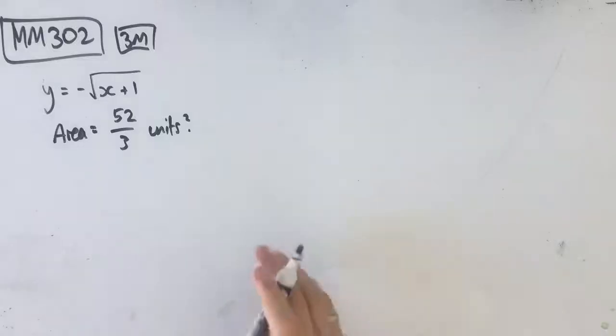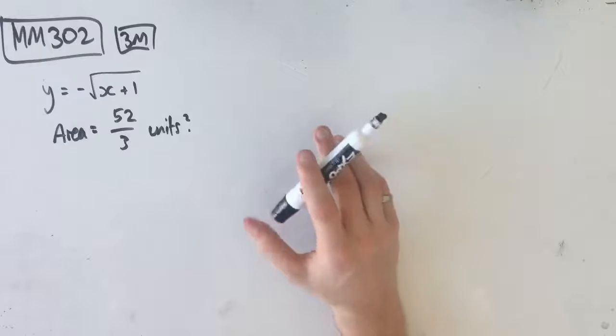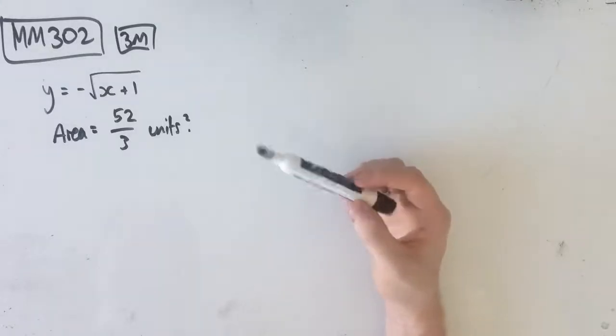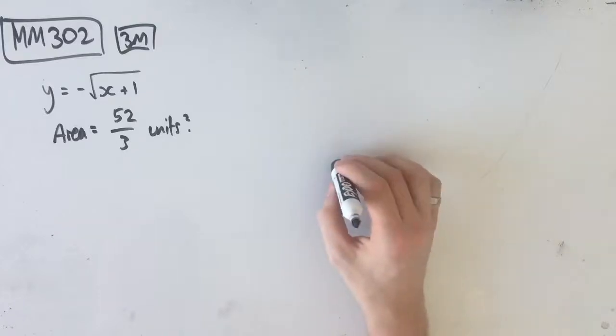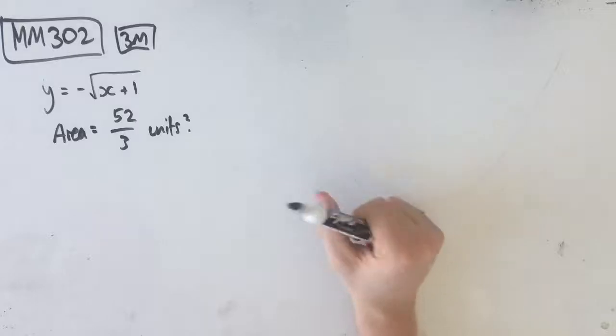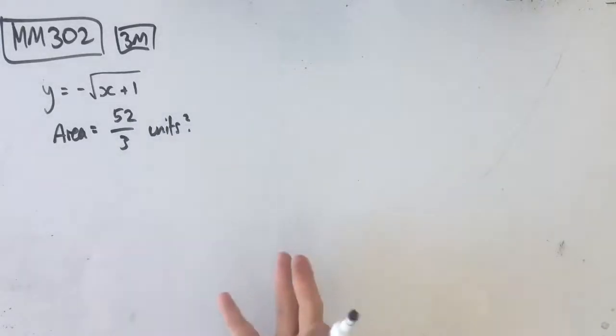Hey guys, welcome to question MM302 of the Maths Methods Fortify study guide. So this question says the area of the region bounded by the graph of y equals negative root x plus 1, the x-axis and the lines x equals 0 and x equals c is 52 on 3 square units. Find the value of c. Awesome. So we've got our function, we've got our area, and we just need to find our value of c.